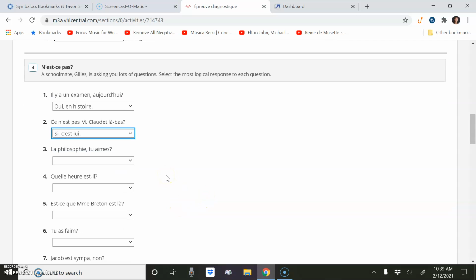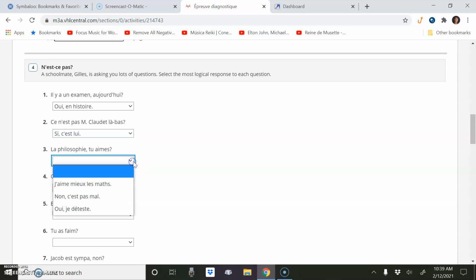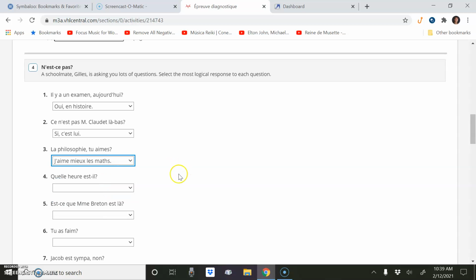La philosophie, tu aimes? Philosophy, do you like it? Yes, I like math. No, it's not bad. Yes, I hate it. Let's see. Yes, oh, so yes, I like math better. Let's see, yeah. So yeah, the best one. There you go. Yes, but I like math better. Philosophy, do you like it? Yes, I like math better, or no, it's not bad. You wouldn't say yes, I hate it. We're just going to say, I like math better. So that works.